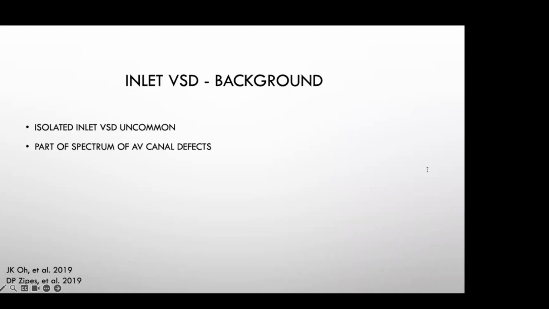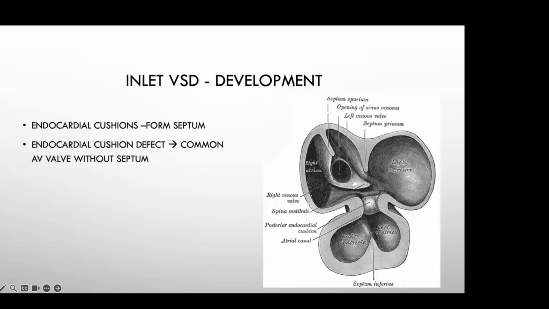Inlet VSDs are relatively uncommon to see in isolation, and they're the other components of that AV canal defect spectrum of disease, along with primum ASDs. So when you have this heart tube, the endocardial cushions are these portions on the sides, which involute and ultimately develop the valves and the septum for the heart.